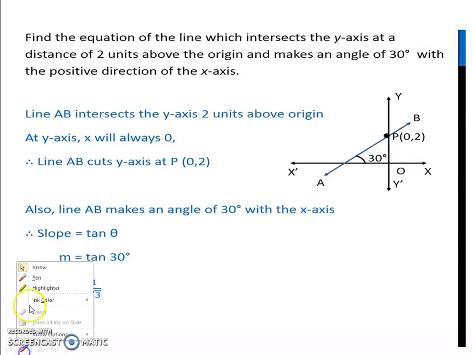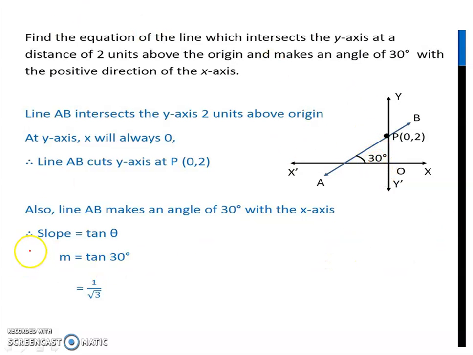What is the given part? Line AB intersects the y-axis 2 units above the origin. 2 units means 0 to 2, and that means on the y-axis x is 0. That's why (0, 2) is the given point. Line AB cuts the y-axis at point P (0, 2). Also, it is given that line AB makes an angle of 30 degrees with the x-axis. This is the 30 degree angle made.